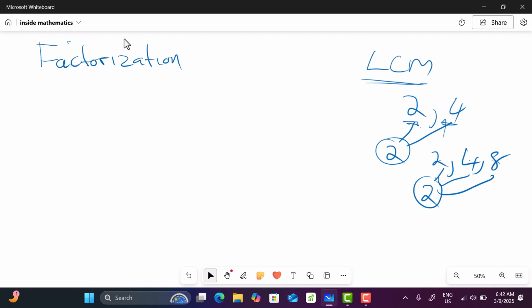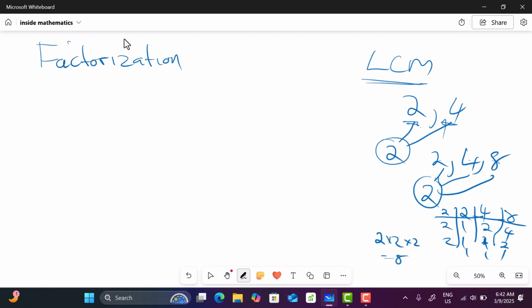The factorization method is also applied when we are looking for LCM, because when you are looking for LCM, we always do 4, we always do 8. Then we say 2, it's 1, it's 2, it's 4. 2 again, 1, 1 here, 2, 2 again, 1, 1, 1. So you find out it will be 2 times 2 times 2, which equals 8. So the LCM of these numbers is 8.